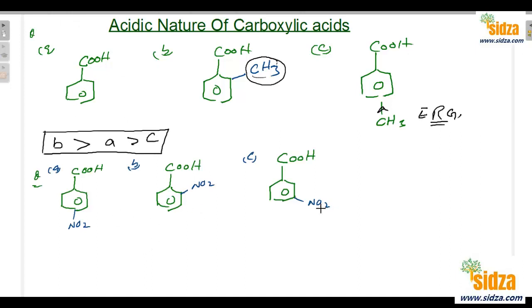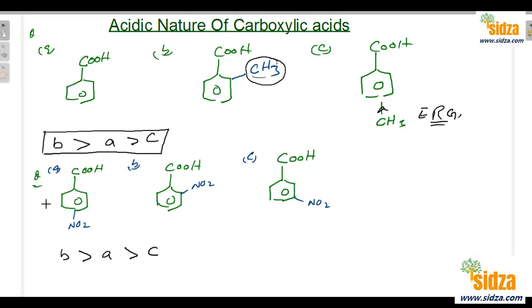Now look at the three molecules here. We have a nitro substituted product. As we discussed, a nitro group at the ortho position will be more acidic because of the ortho effect. So among all three, it is B which is most acidic. Now coming to A and C, here A is more acidic than C.